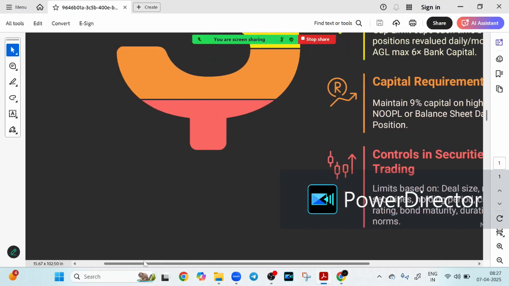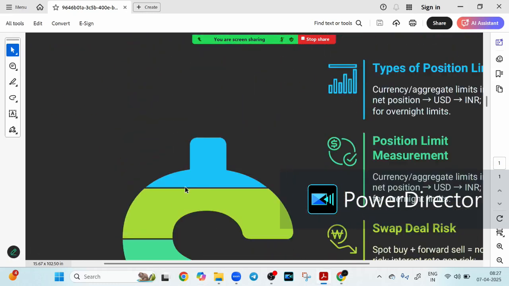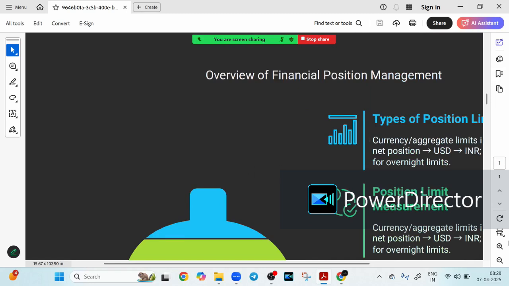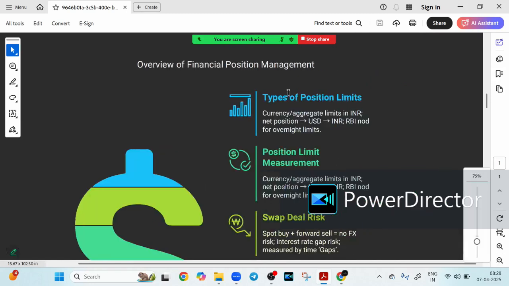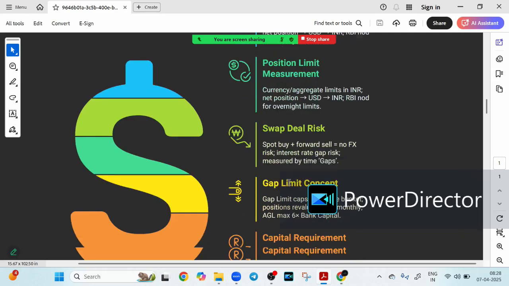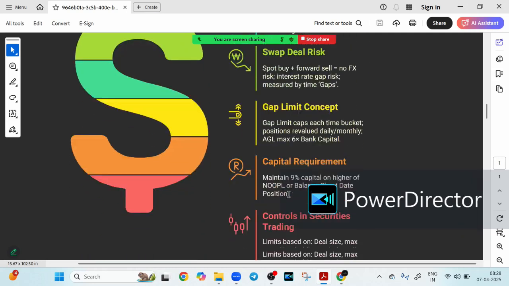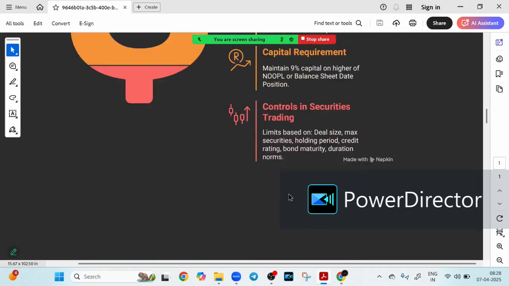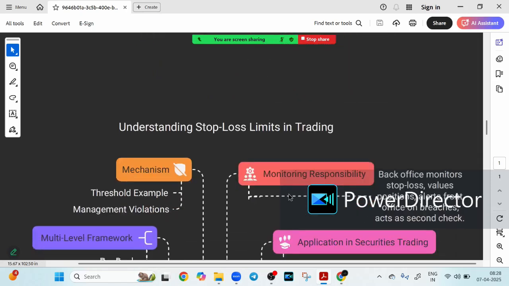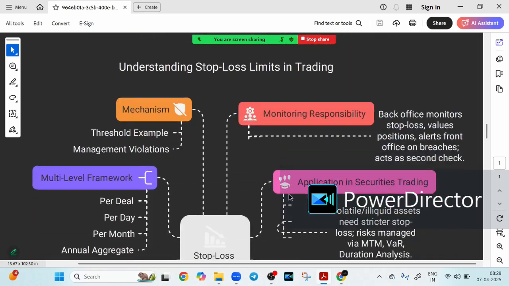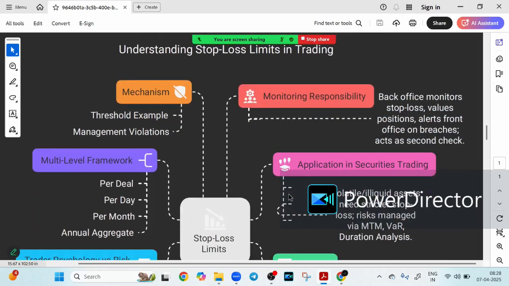So friends, what we have discussed just now was the overview of financial position management. We talked about how many position limits there are, how to measure them, what swap deal risk is, what the gap limit concept is, how to measure capital, and what the controls in security trading are. Now let's understand the stop loss limit. In this particular slide, everything will be clear regarding the stop loss limit.